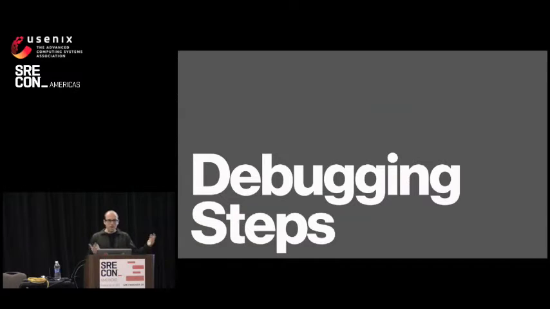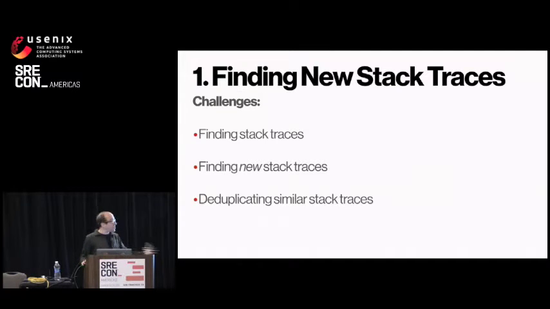So the basic steps to debugging a bad deploy are pretty straightforward. You need to find the new stack trace. In this case, we're looking for stack traces. So what happened? There's some challenges here. First, you have to actually find the stack traces on your system. You probably have hundreds, if not thousands, of servers, and logging into all the servers isn't really a valid option here. And once you actually can find the stack traces, you have to find the new stack traces.